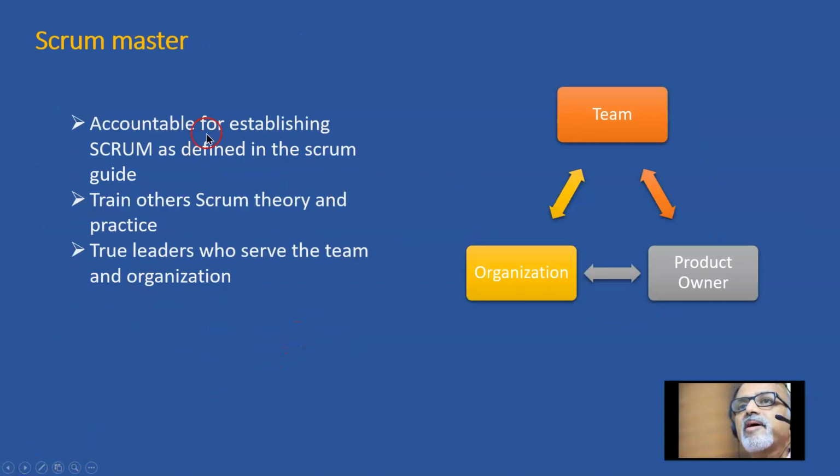The Scrum Master is accountable for establishing Scrum as defined in the Scrum Guide. The Scrum Master must train others in Scrum theory and practice, and Scrum Masters are true leaders who serve the team and the organization. So as a Scrum Master, I should be serving the team, I should be serving the product owner, and I should be serving the organization for the success of the product and for the correct implementation of Scrum.